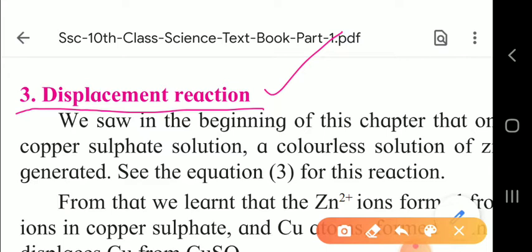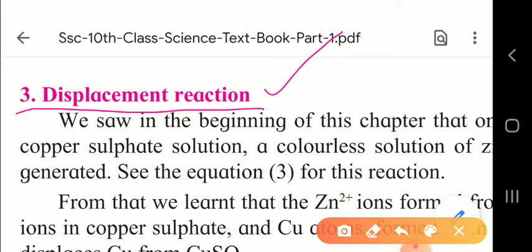Here we can see that the zinc ions formed from Zn atoms take the place of copper ions. This zinc atom takes the place of copper ions in copper sulfate, and copper atoms formed from the copper ions come out. It means that zinc displaces copper from CuSO4, or copper sulfate.